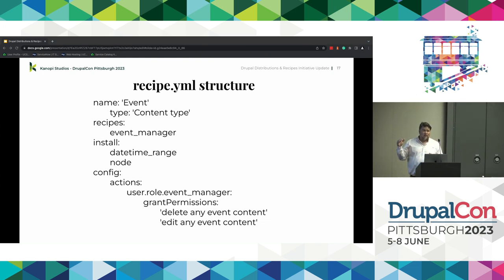The second, recipes, is for installing other recipes, so the event manager recipe would also get installed. We're going to install node and datetime range from core. And then we are going to alter config using the config actions API. This is the biggest part of the recipes initiative: we have an API that can change configuration in your site. In this instance, the action is targeting the user role event manager config, and it's using the grant permissions action to give that role the edit and delete any event content permissions.